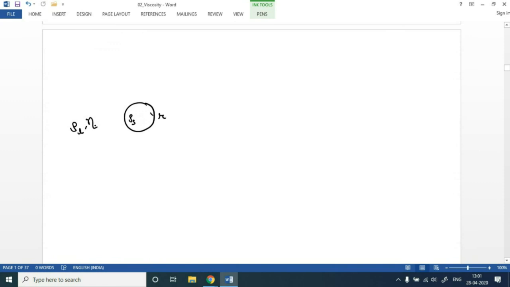So these are the parameters given, and let's say it has been projected with certain velocity v naught. Let's say initially at t is equal to 0, its velocity v is equal to v naught over here. Okay, so now you must realize what all forces it would be experiencing over here. So try to figure out.